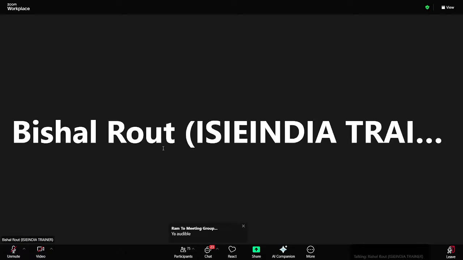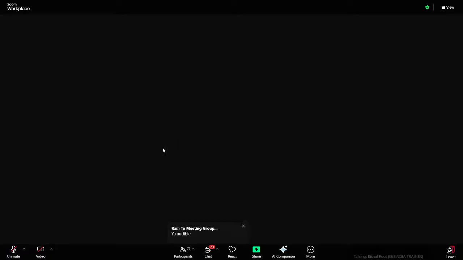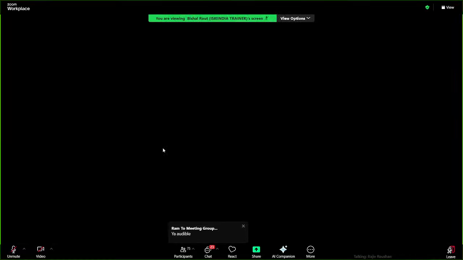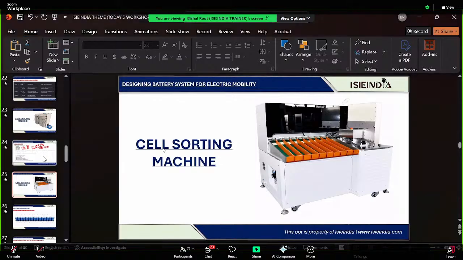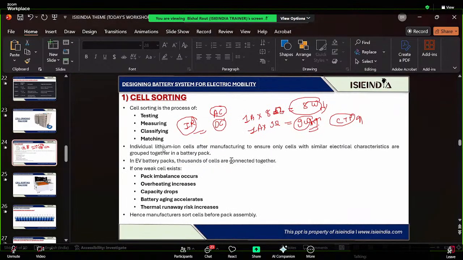हाँ, एक्चुअली यहाँ पे पावर कट हो गया तो थोड़ा फेज वगैरह के चलते, सो आई एम शेयरिंग माय स्क्रीन again. Yeah, is my screen visible to all of you? Yes. Okay.